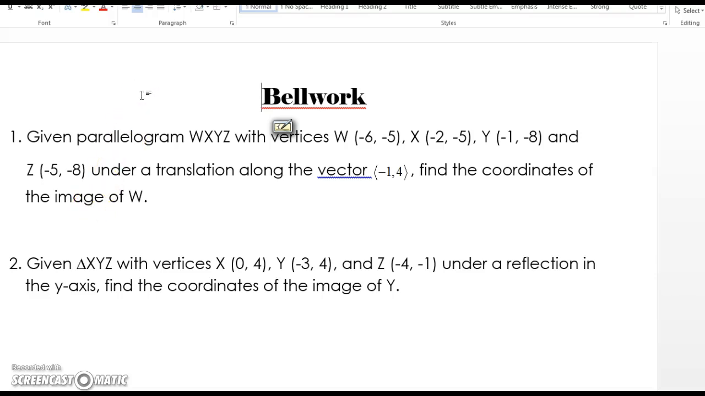On your quiz today, you will only have translations and reflections. You will not have to do any rotations, which was on your homework last night. So if you still had questions over your homework, don't worry about it too much because you will not have to do that on the quiz today.